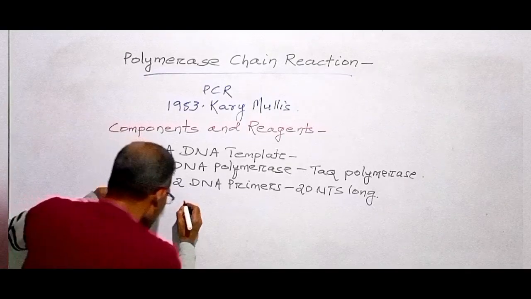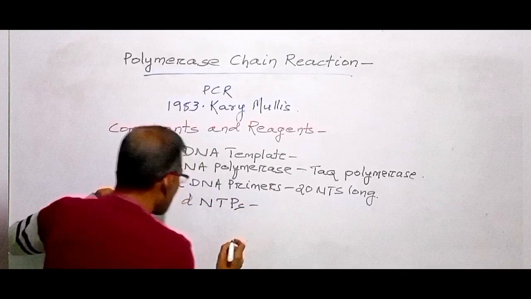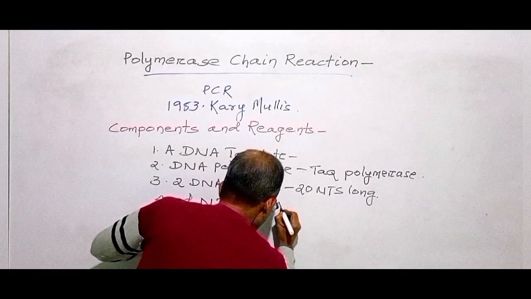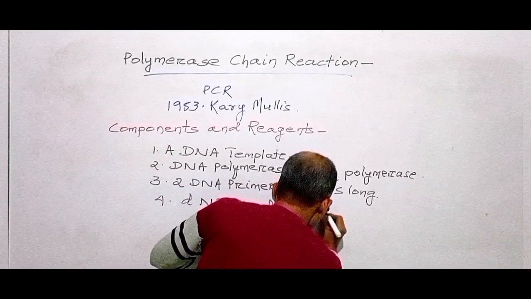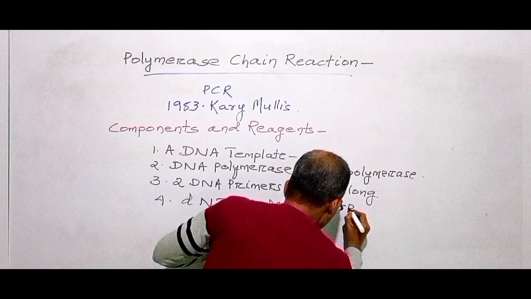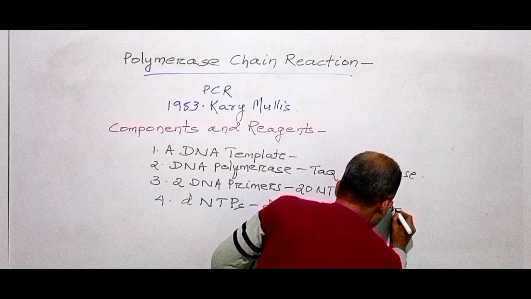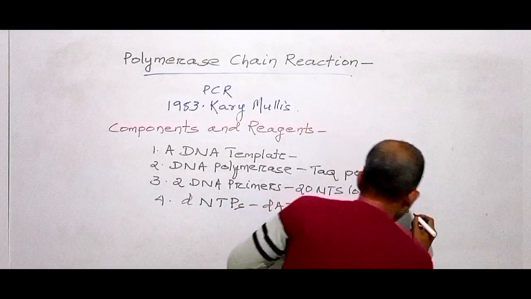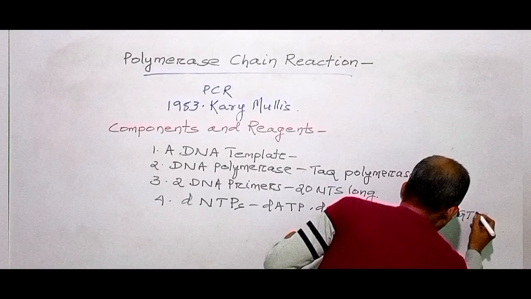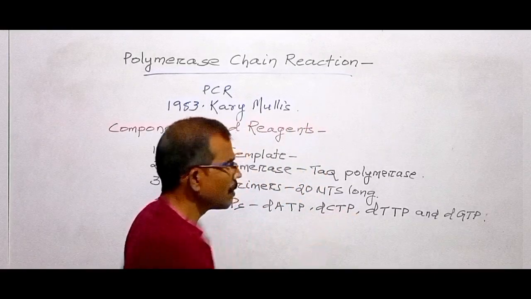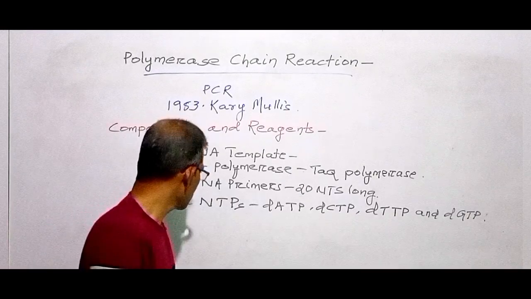Fourth one is deoxyribonucleoside triphosphates that include dATP, deoxyadenosine triphosphate, dCTP, deoxycytidine triphosphate, dTTP, deoxythymidine triphosphate, and dGTP, deoxyguanosine triphosphate. These are the building blocks from which DNA is synthesized by DNA polymerase.